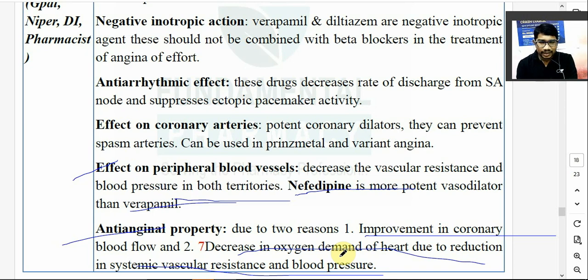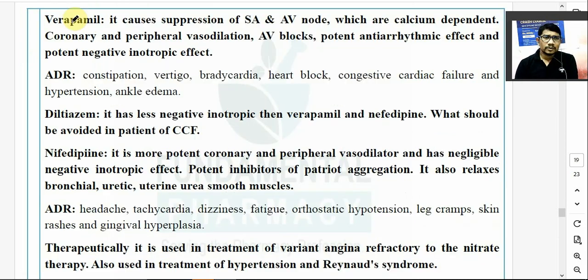कैसे? अगर ये कैल्शियम चैनल ब्लॉक है तो हार्ट रेट कम करेगा, फोर्स ऑफ कंट्रैक्शन कम करेगा. फोर्स ऑफ कंट्रैक्शन कम हो गया, हार्ट को ऑक्सीजन जितना चाहिए उतना उससे कम लगेगा, है ना. They will decrease the oxygen demand due to reduction in the systemic vascular resistance as well as blood pressure. तो वेरापामिल है आपका, it can cause suppression of SA node and AV node.